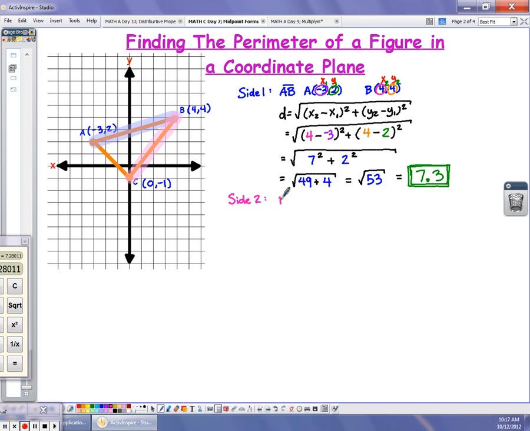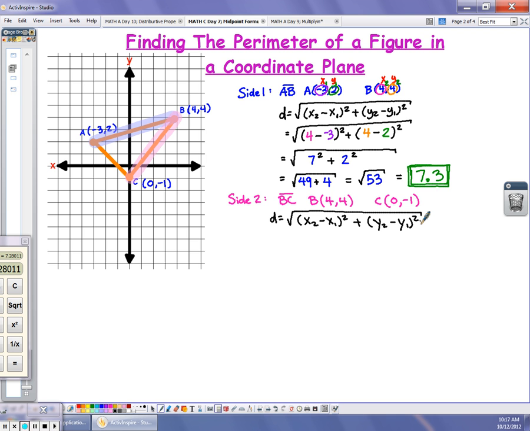Side 2 is from B to C, and I do need those ordered pairs. The ordered pair of B we already know is (4, 4), and C is (0, -1). Again, we'll use our distance formula to find the distance of that side. And I'll write out the formula again. D is equal to the square root of (x2 minus x1) squared plus (y2 minus y1) squared.